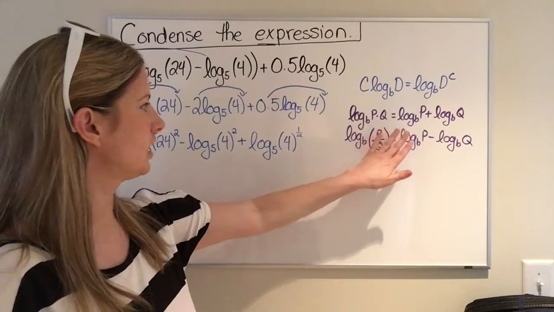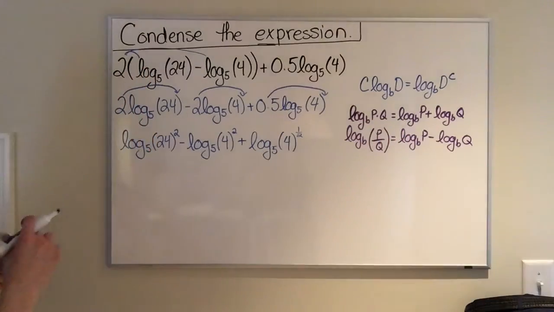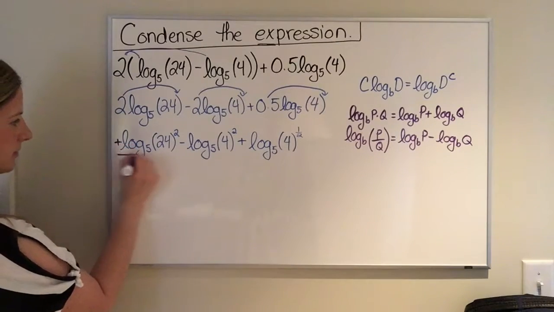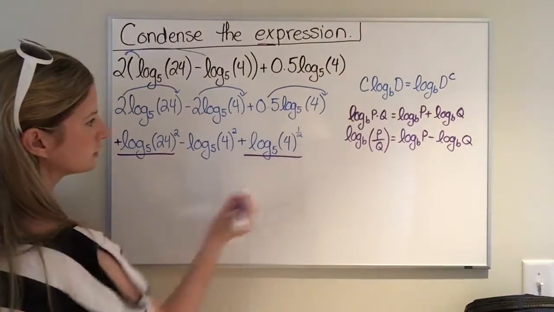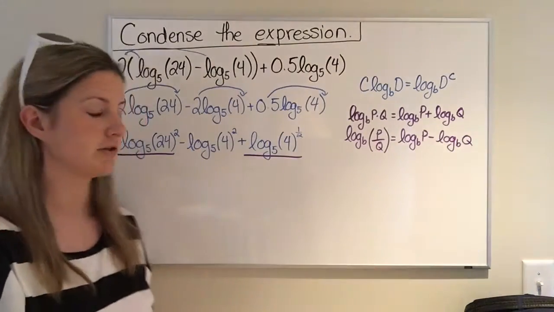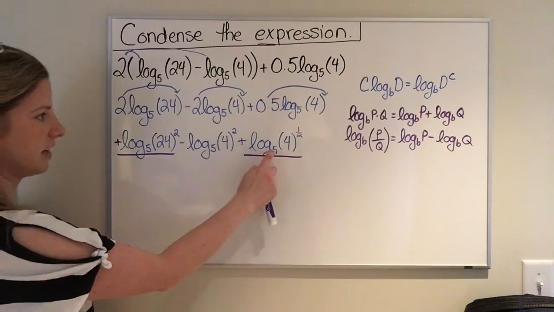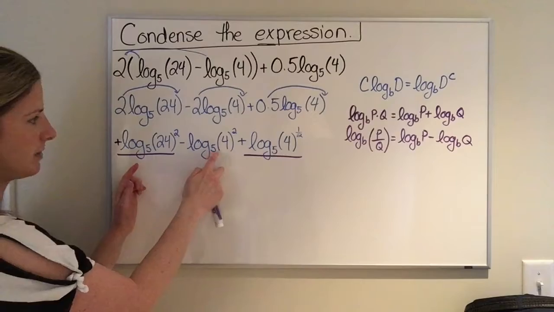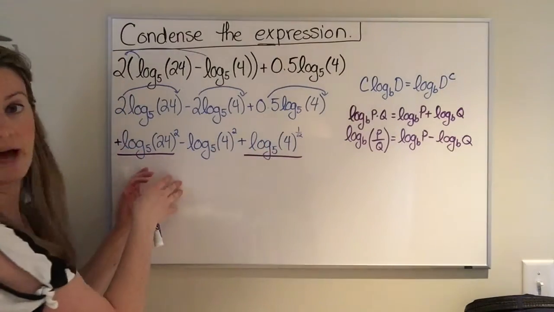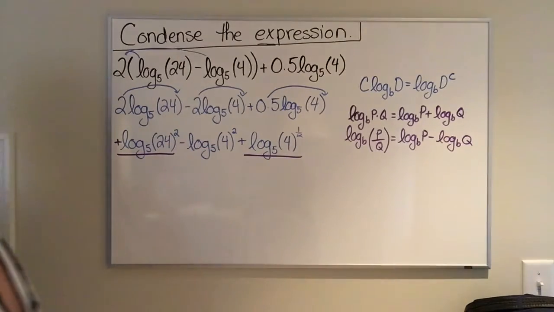So now let's apply the product rule and the quotient rule over here. I see that this is a positive, this is a positive, and this is a positive. So those are going to be in the numerator. Now, this only works if all the bases are the same. If we check, we've got log base 5, log base 5, log base 5. If this was log base 5, log base 5, log base 4, we wouldn't be able to combine the 4's with the 5's. Because they all have the same base, we're allowed to do this.